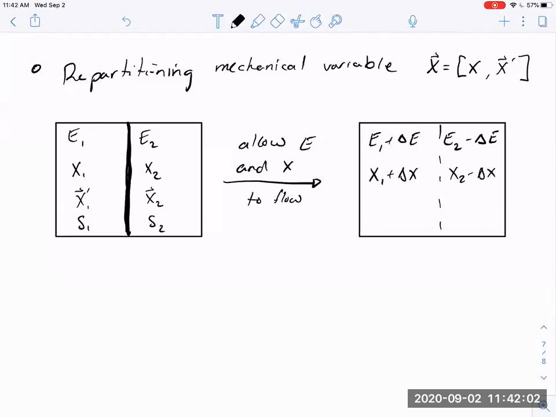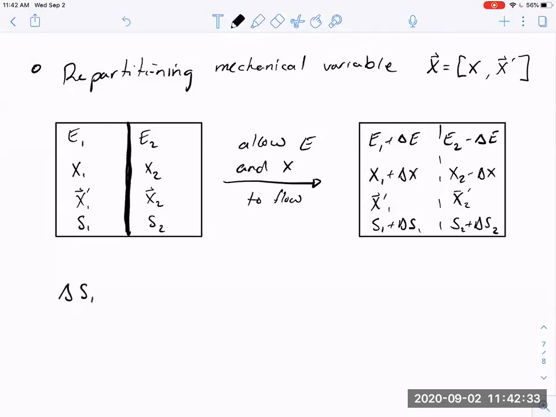This is physically intuitive if you imagine X actually being the volume. If the partition moved more to the right, that means that the volume on the right shrunk by the same amount that the volume on the left increased. We're fixing these other mechanical variables, the primes. And in general, there will be a corresponding change in the entropy due to this process.